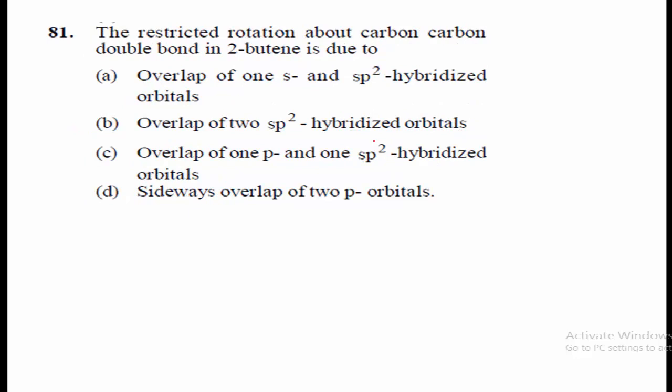81st, the restricted rotation about carbon-carbon double bond in 2-butene is due to. The rotation around pi bond is not possible, as you already know. If any attempt is made to rotate one of the carbon atoms, the pi orbital will no longer remain parallel and no parallel overlap will be possible. Thus pi bond will break. If you rotate, the pi bond will break, and the presence of pi bonds makes the position of two carbon atoms fixed. So always the pi bonds overlap sideways. Only sigma bonds will overlap head on, and hence option D is the right answer.